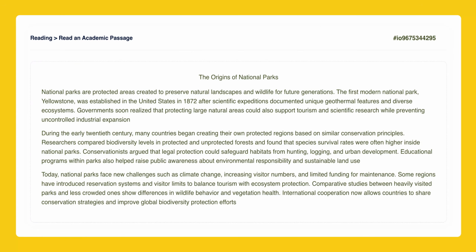Hello. Today, we will solve a question from the TOEFL reading section, focusing on the read an academic passage question type. We will practice identifying the main idea, tracking key details, understanding cause-effect relationships, and noticing repeated concepts so we can choose the most accurate answer based strictly on the passage.